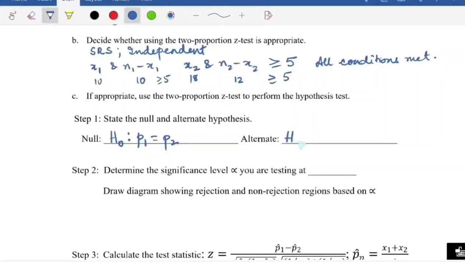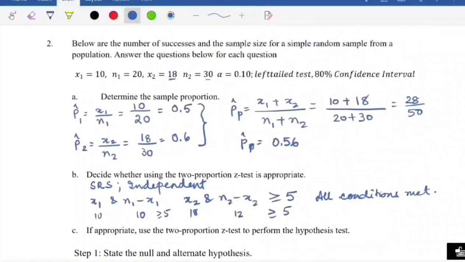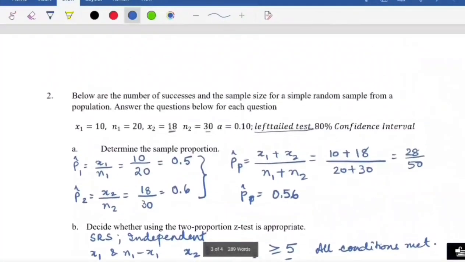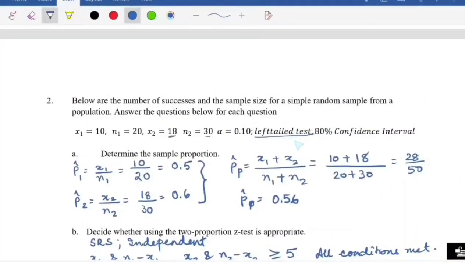Alternate hypothesis H sub A colon. Now this, they said here it's a left tail test. So if it's a left tail test, then P sub 1 is less than P sub 2. That would be a left tail test. All right. How do I know? Again, it's a left tail test because it's told us in the question itself.